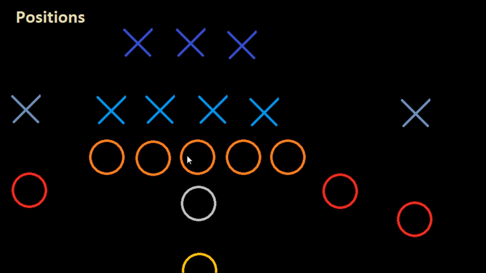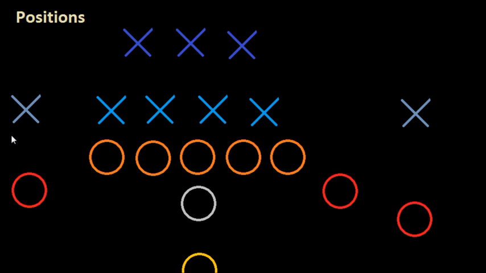If you are afraid of geometry, you don't need to be, because we aren't going to get any more complicated than the X's and the O's. So the O's represent the guys on offense, the X's are the guys on defense, and so we'll take a look at each of them here.